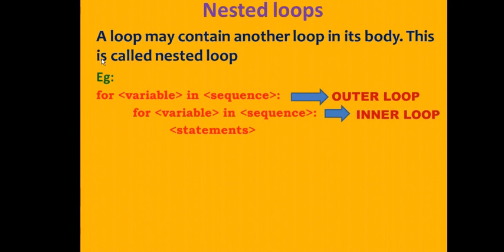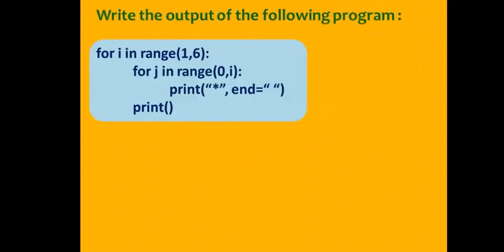So the next part is nested loops. The nested loop is nothing but a loop within another loop. See the general syntax here: for variable in sequence, for variable in sequence. The second for statement is within the first for statement. So we usually call the first statement the outer loop and the second one the inner loop. So these statements are indented in the inner loop. Let us have it with an example.